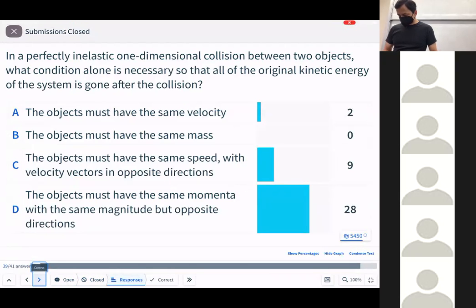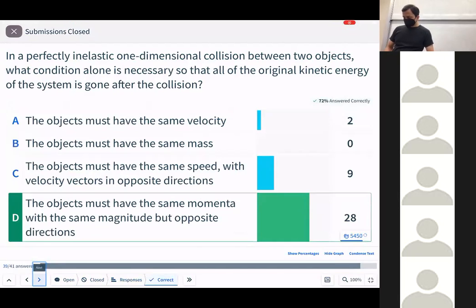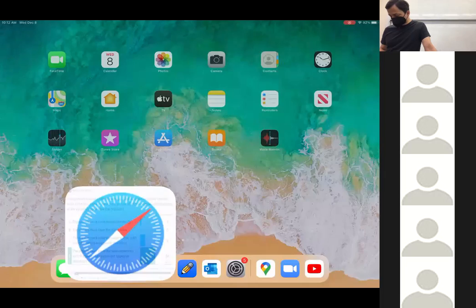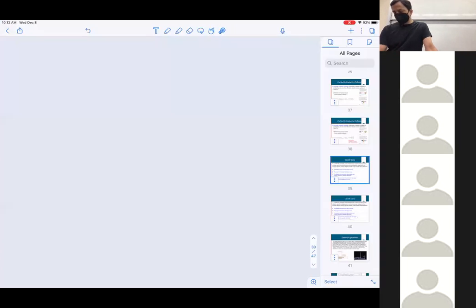All right, looks like most of you got the correct answer. The two objects must have the same momenta with the same magnitude but opposite directions. That is indeed correct. And let me quickly go through the logic of that.